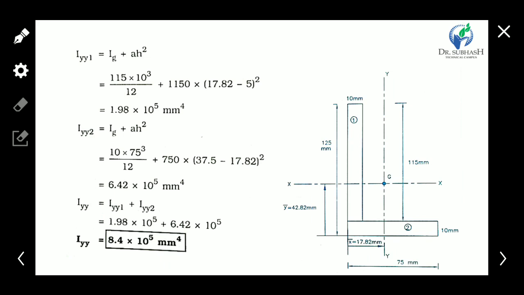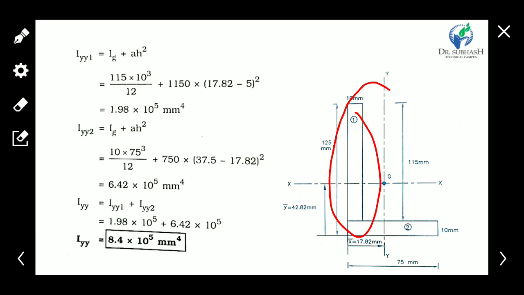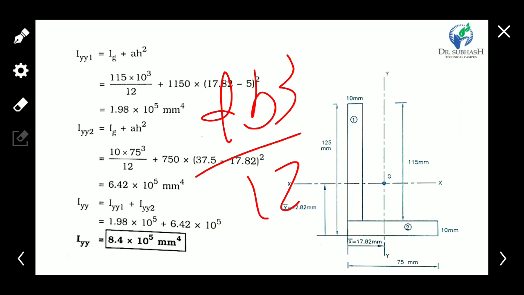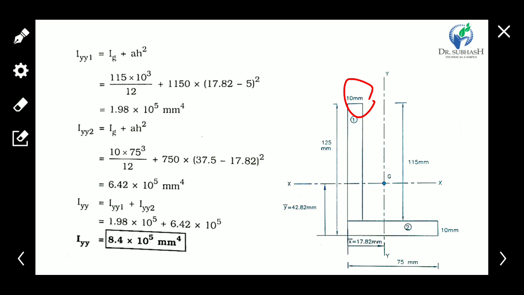Now go for the moment of inertia about y axis. Okay. So a similar procedure, the parallel axis theorem, is applied. For the first element we have to find out the moment of inertia about y axis. So here what is the first Ig? Here db cube by 12. What is the d? Sorry, d is the depth, 115, and b is the breadth, 10 mm, so 10 raised to cube by 12.